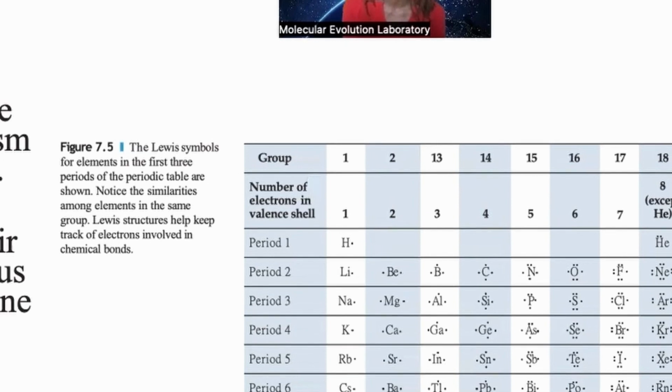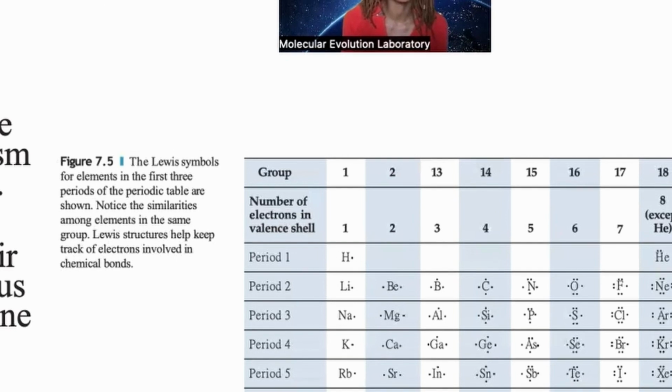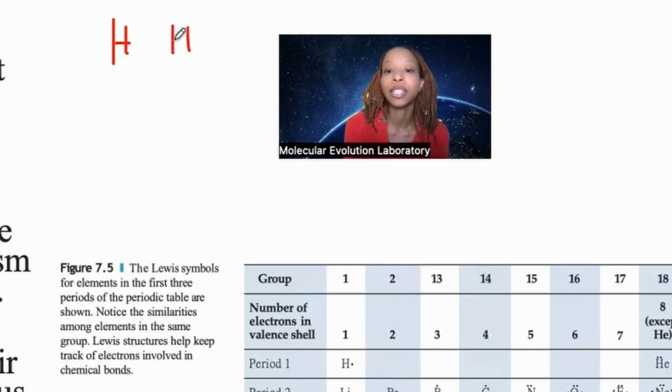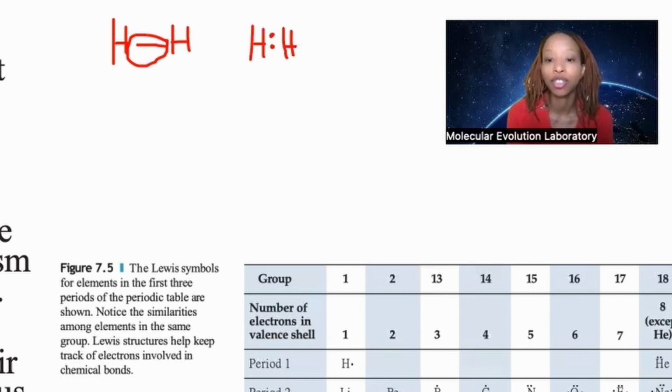A line between 2 atomic symbols represents a shared pair. So if you draw a line between 2 atoms, for example, hydrogen bonded to hydrogen, that line would signify the bond. This represents 2 electrons, or 2 dots, as you would have here. So this line represents 2 shared electrons, and this accounts for the valence electron of hydrogen.